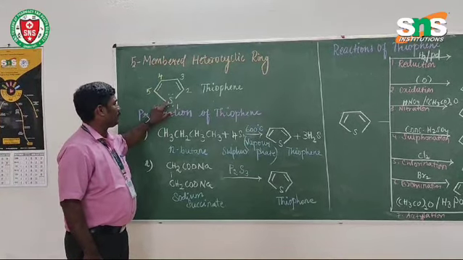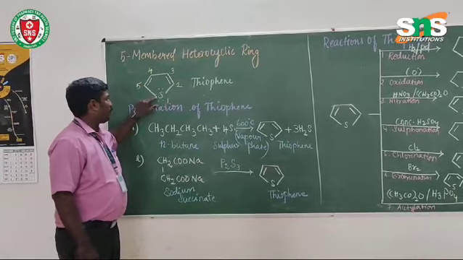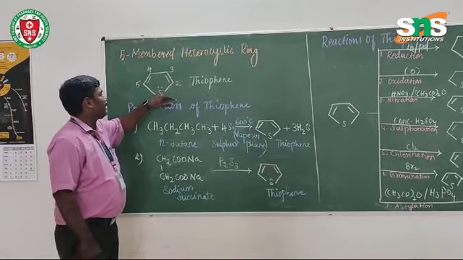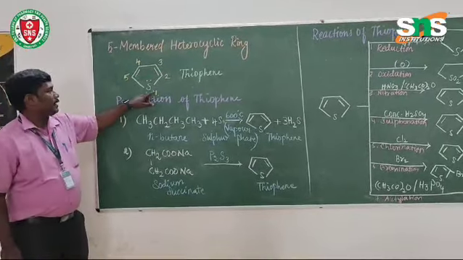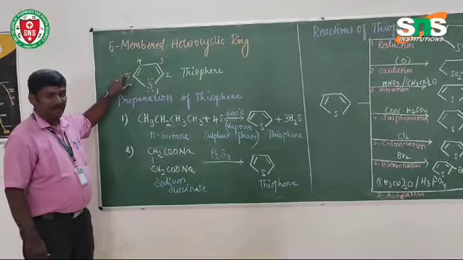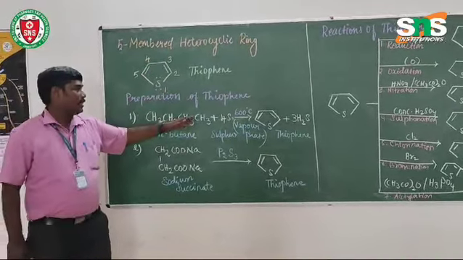The numbering will be: sulfur is present, so we give the numbering to sulfur first, then we can go in either clockwise or anti-clockwise direction. So this is the numbering 1, 2, 3, 4, 5. This is the numbering of thiophene. So how will you prepare thiophene?